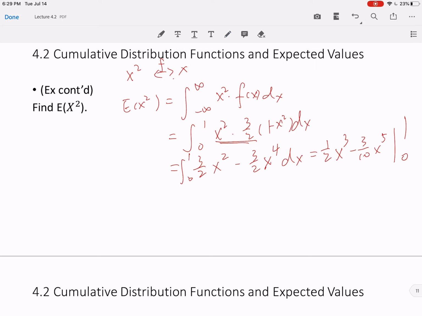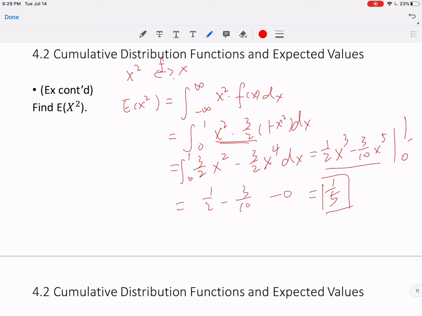And then we just need to finish the calculation here. We plug the 1 back into here. That would be 1/2 minus 3/10. If we plug 0 back into here, we get a minus 0. So the answer would be equal to 1/5. So that's pretty much how to find the expected value of x squared.